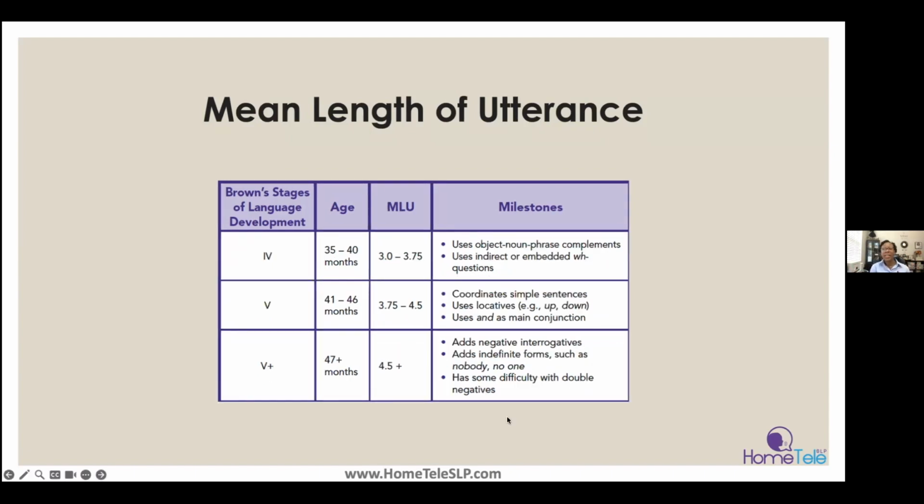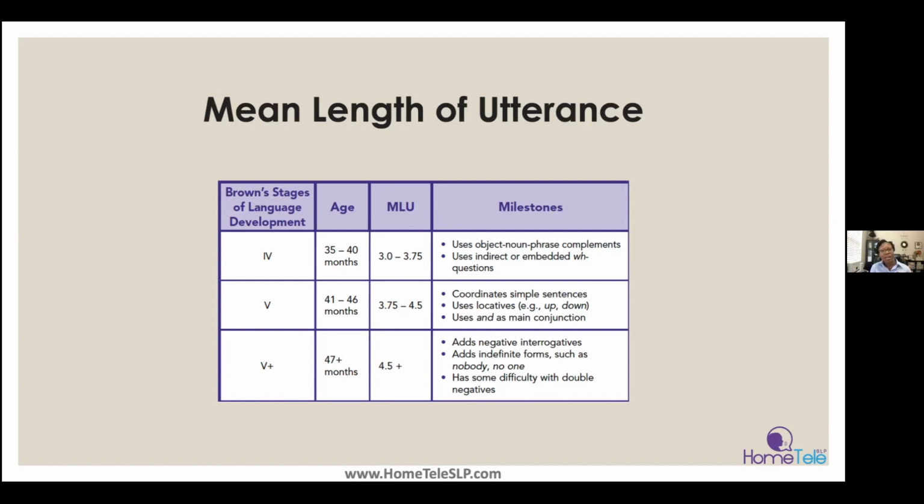Now, in the fourth stage, when a child is between 35 and 40 months, so like 3.5 years of age, you can kind of see how the MLU almost mimics the age of the child, but that is not what it's saying. So when they're around 3.5, they should have 3 to 3.75 words. I just say 3 to 4. So basically they're using different combinations like object noun phrases. They're asking or using indirect and embedded WH questions.